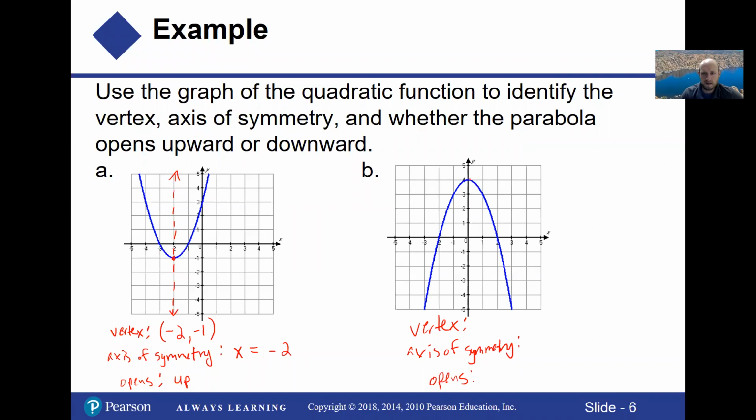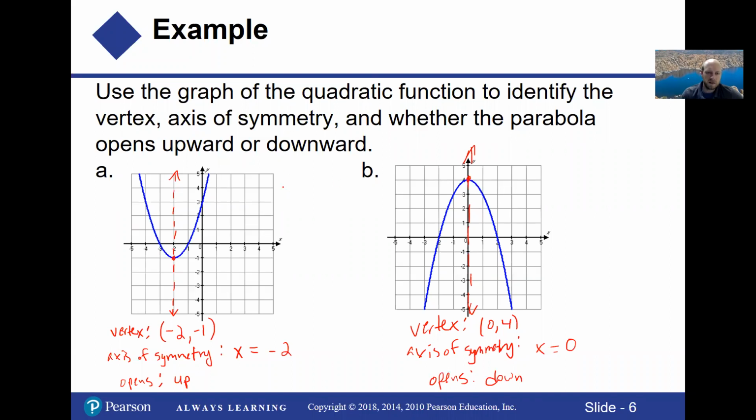So the vertex of this parabola is way up here. It's at 0, 4. And we always write it as an xy point. The axis of symmetry is always the x value of the vertex. So x equals 0. If you want to, we can draw it in here. See why they had a solid line before when it's on the y-axis. And then this one opens down.